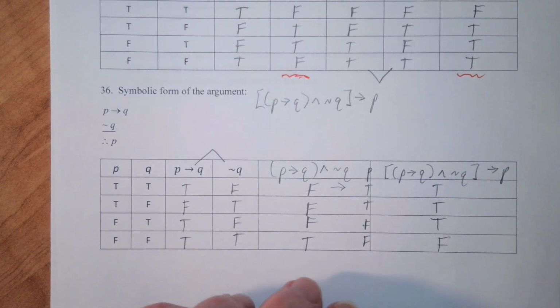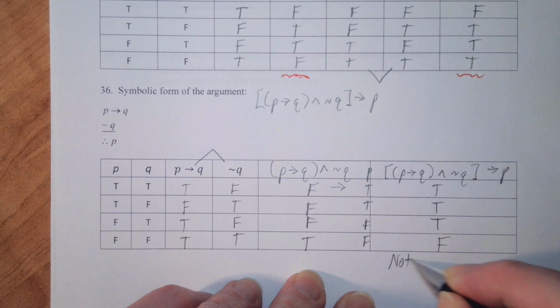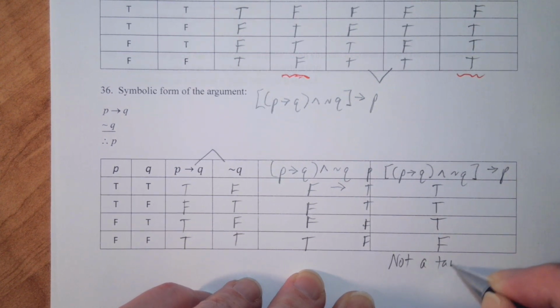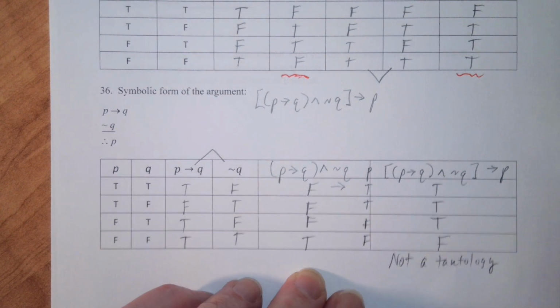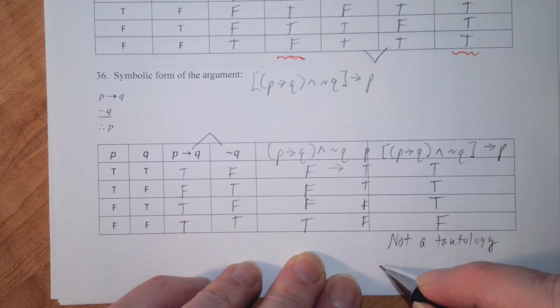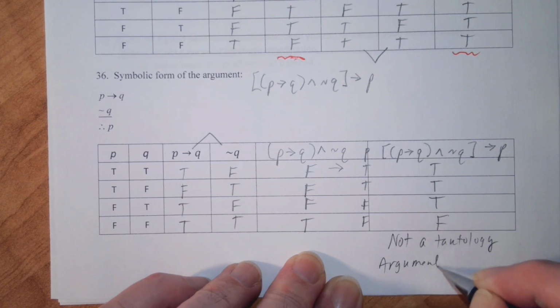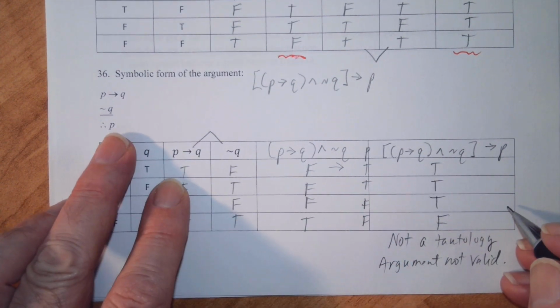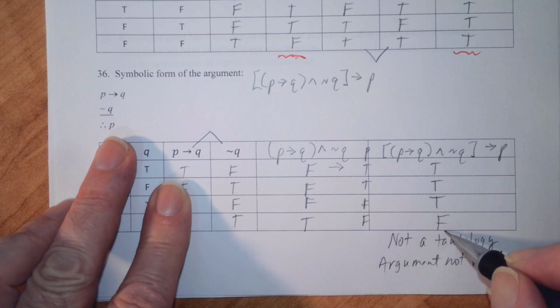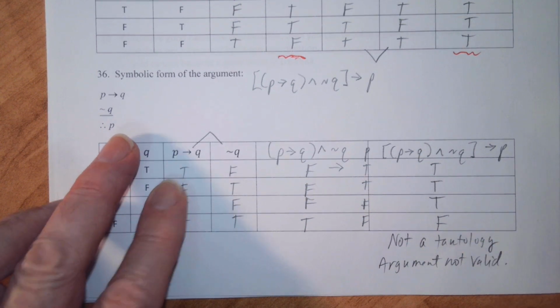So in this case, this is not a tautology. And so this is not a valid argument. Argument not valid. So this argument is only valid if we get all truths here, or it's a tautology.